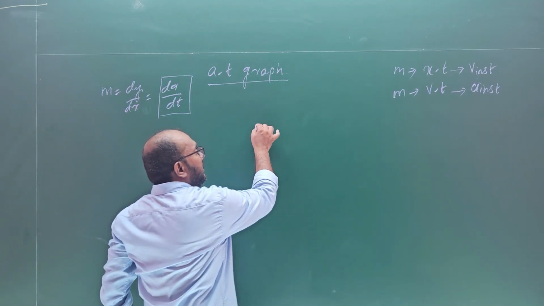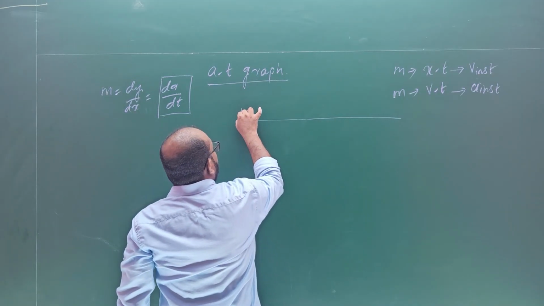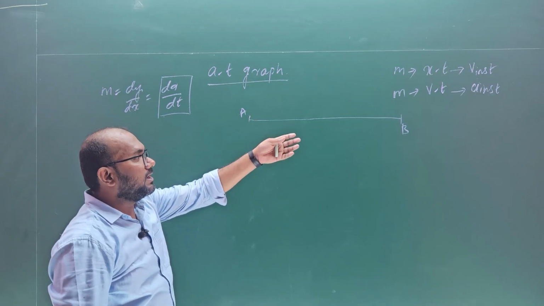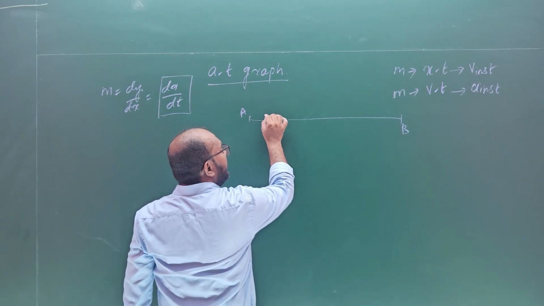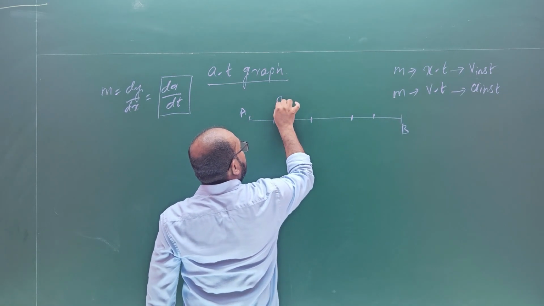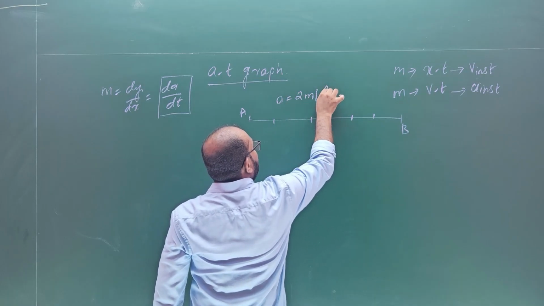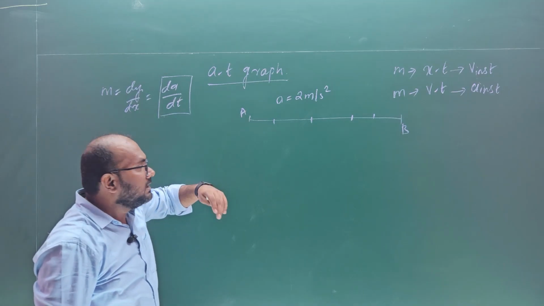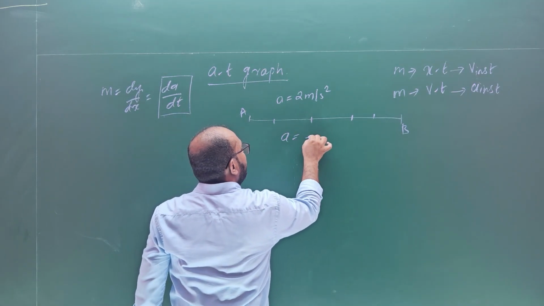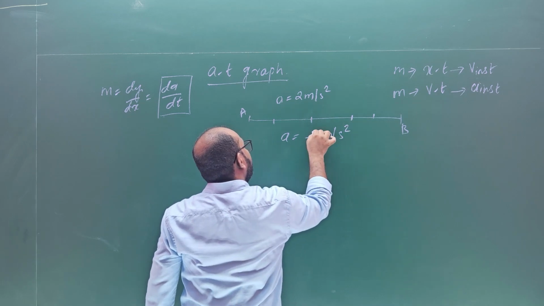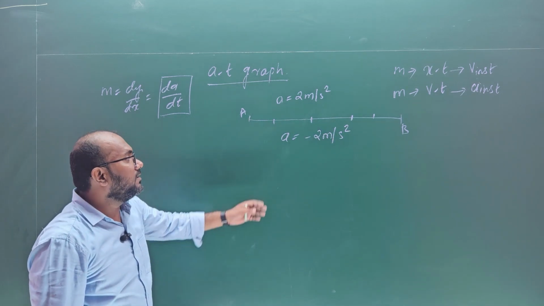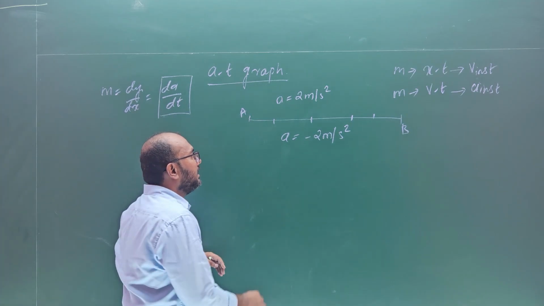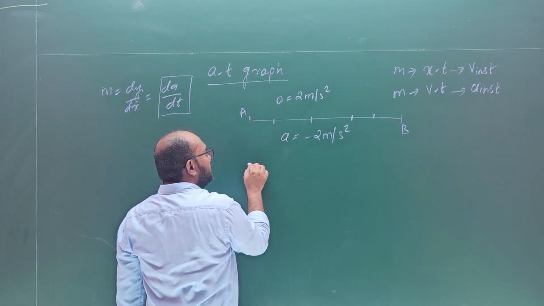Consider a body moving in this direction, where the initial position is A and the final position is B. In this journey, if the acceleration at any point is 2 meter per square second, then can I say acceleration is constant and positive? Similarly, can I also say that acceleration can be 2 meter per square second with a negative value? Then we call this retardation.